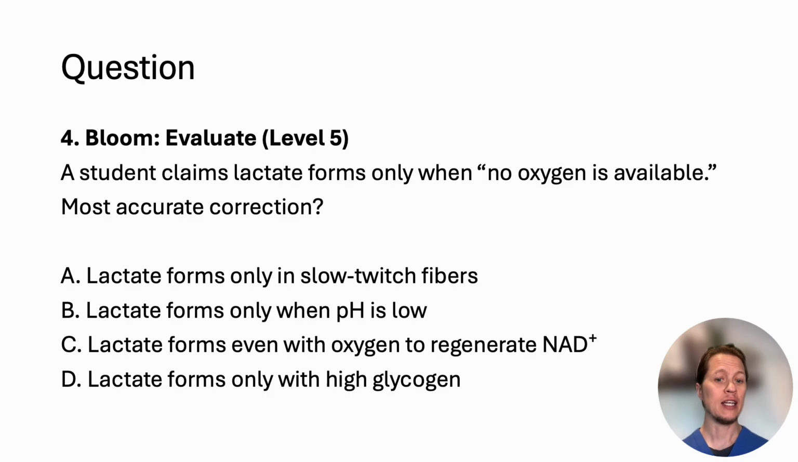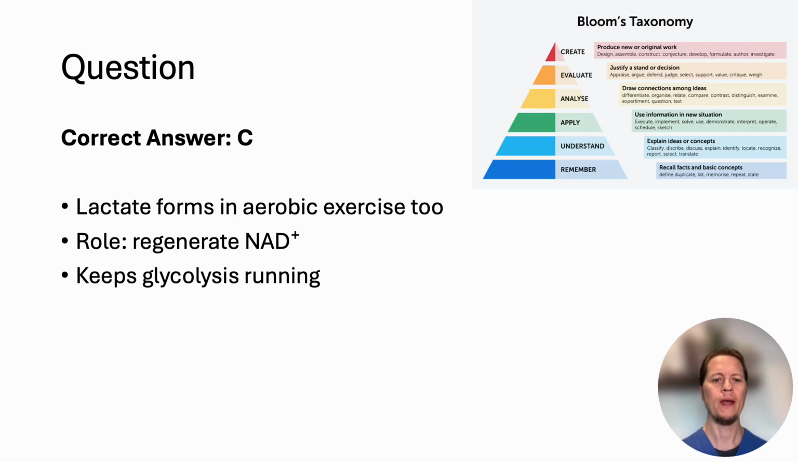Is it A, lactate forms only in slow twitch fibers, B, lactate forms only when pH is low, C, lactate does form even with oxygen present to regenerate NAD, or D, lactate forms only with high glycogen? Answer, again, pause if you need it, is C. Yeah, so lactate production does occur, even during aerobic work. So it's crucial. It basically regenerates NAD+, so glycolysis can continue.